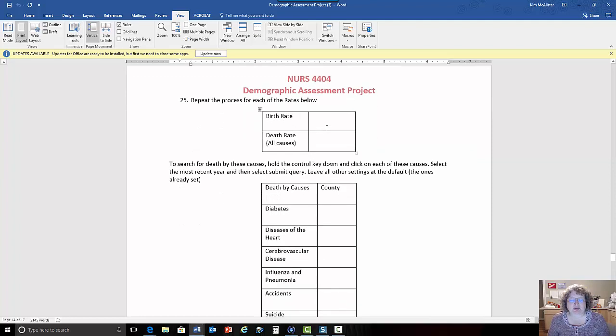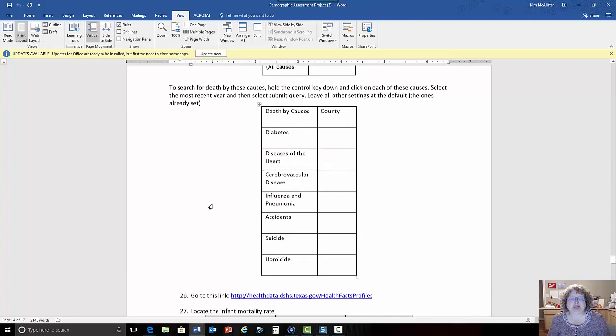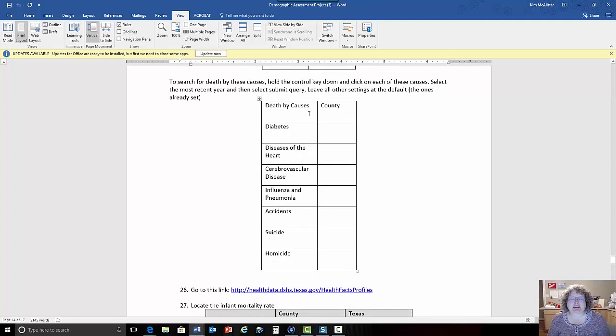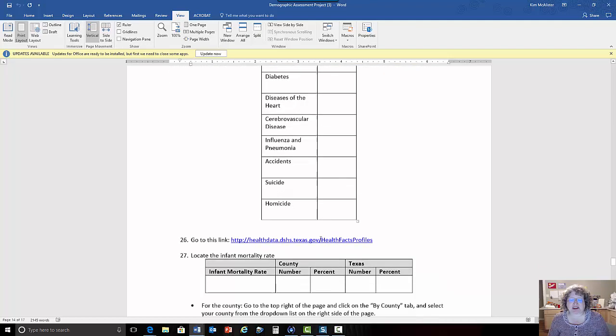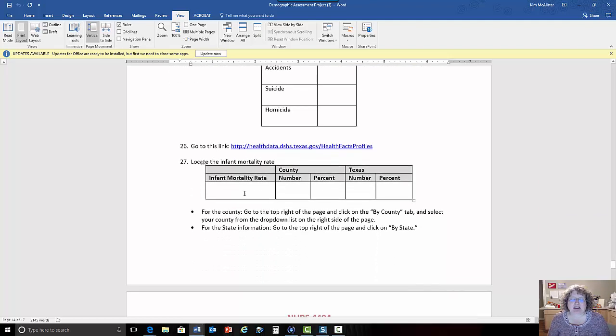So you want to put your birth rate, your death rate, look at the different deaths by causes: diabetes, diseases of the heart, cerebrovascular disease, influenza, pneumonia, accident, suicide, homicide. And then you can find your infant mortality rate at this link.